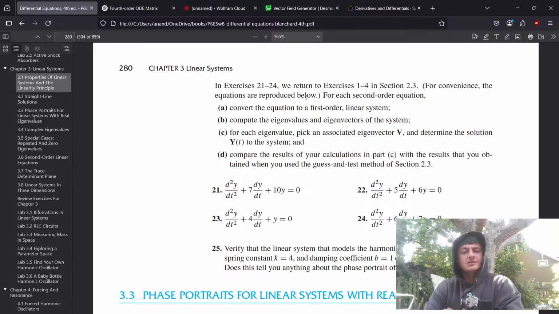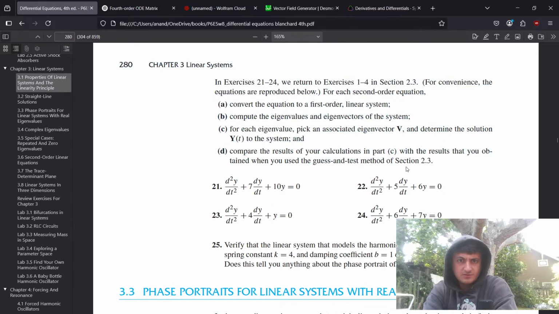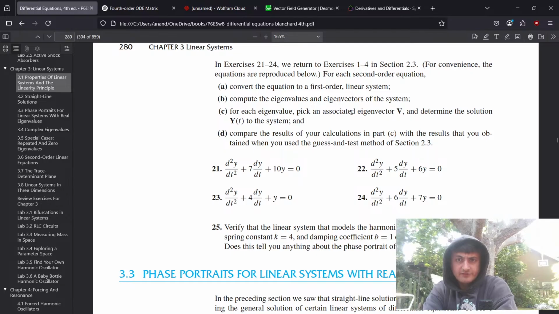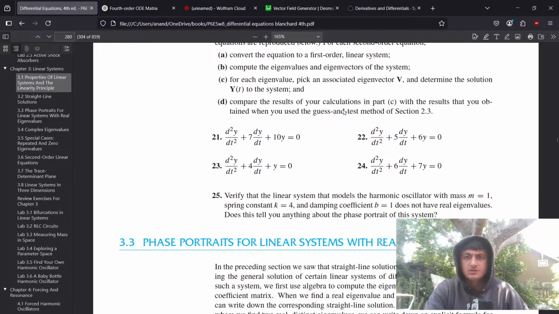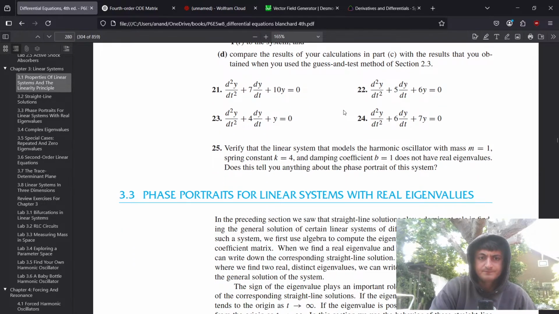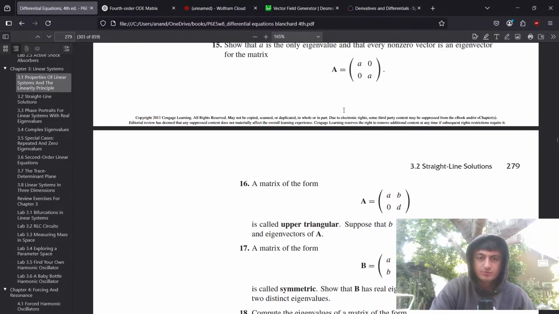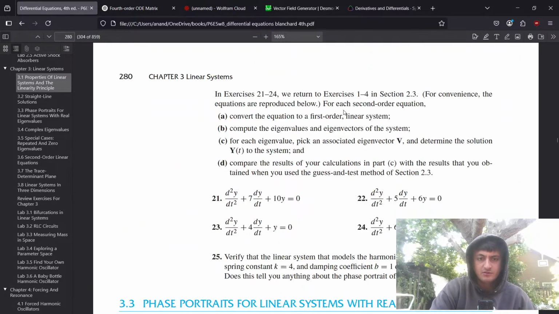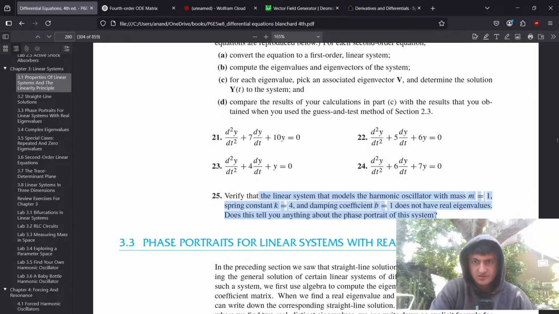For each second order system, compute eigenvalues. For each eigenvalue, pick the associated eigenvector v and determine the solution y of t to the system. Compare the results with your calculations. Okay, so I think we're going to skip these last 5. Let's look at 25. Verify that the linear system that models the harmonic oscillator does not have real eigenvalues.